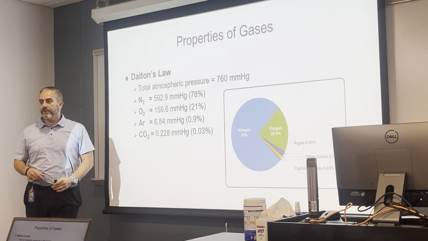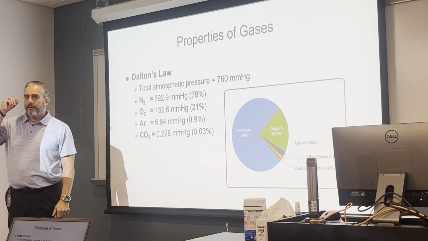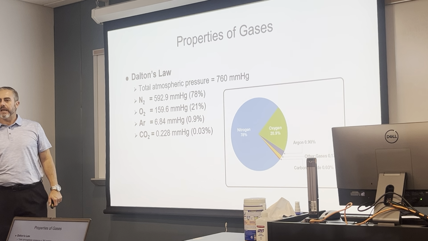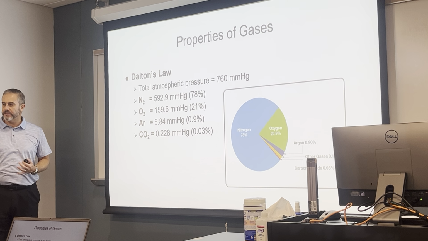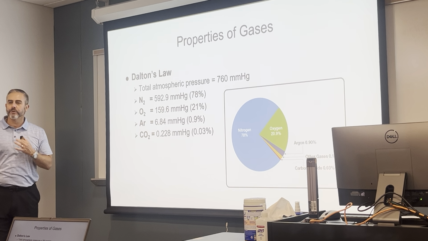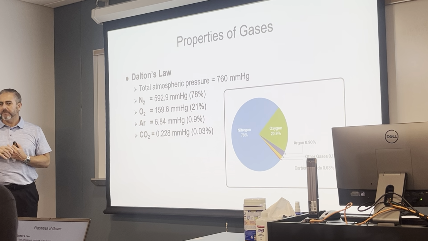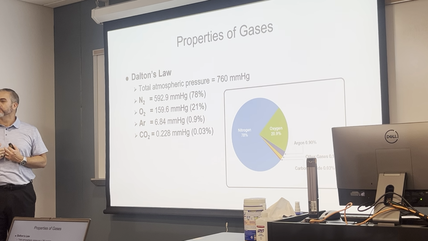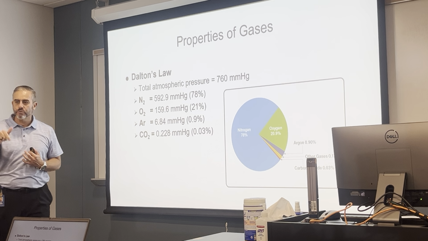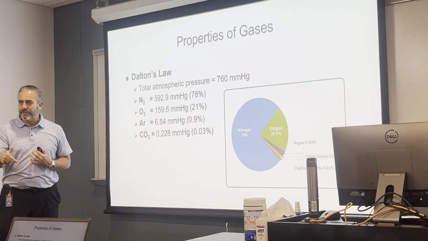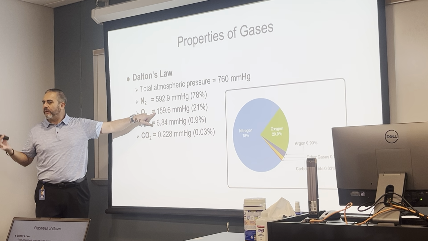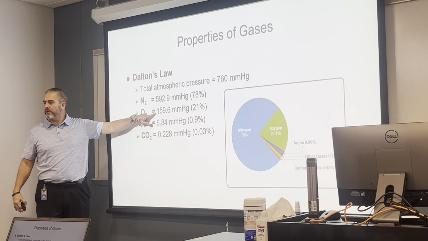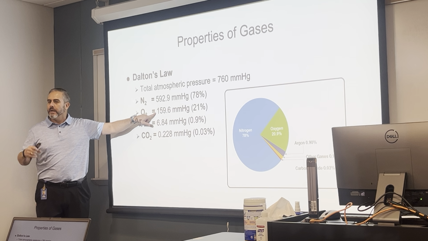This is an important number to remember. When I ask what the oxygen concentration in the room is, everybody knows it's 21%. But I'm going to ask it a different way. What is the amount in millimeters of mercury of oxygen in this room right now? You can't tell me 21 anymore. But you can tell me it's about 160, again rounding up. 159.6 or 160.